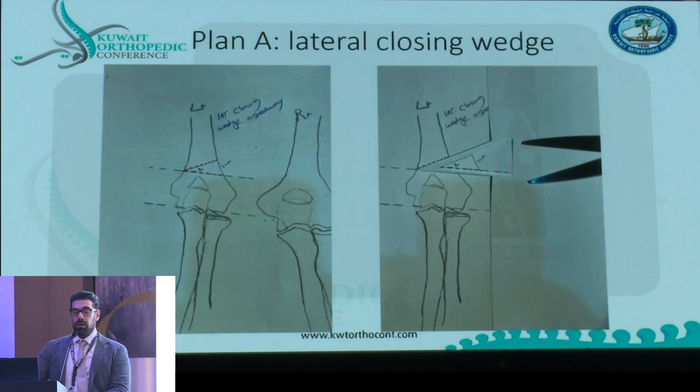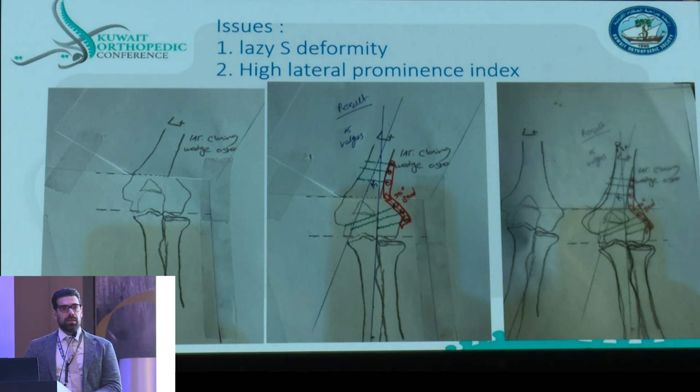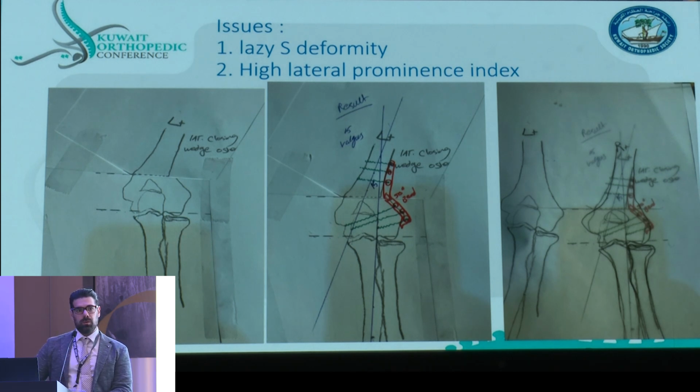my plan A, always you have to have more than one plan. My plan A was, if I do the surgery on paper and I remove a lateral closing wedge osteotomy of 30 degrees, will I get the correct alignment? The answer was yes, I can get a good alignment. I restored the angles, but I didn't like the way the plate will be bent. This is what we call lazy S deformity, or he will have a high lateral prominence index. It will still be the lateral condyle sticking out and prominent.